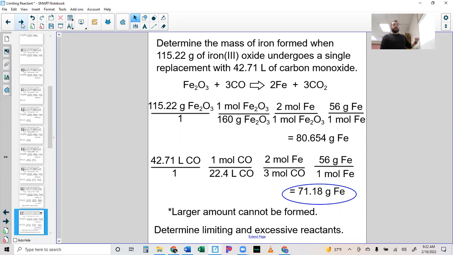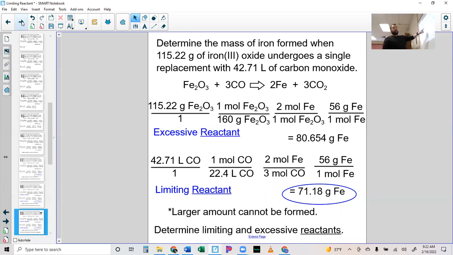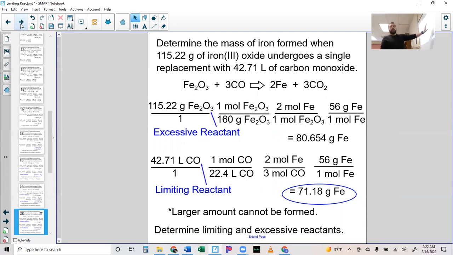And then we have to determine the limiting and excess reactants. Pretty easy. The excess reactant is going to be a reactant. So they're both reactants, remember that. Excess reactant is going to be the one that gives us more iron at the end. Limiting reactant is going to be the one that gives us the least amount of iron produced at the end. In this case, the excess reactant is iron 3 oxide. The limiting reactant is the carbon monoxide. The reaction is done when all of the carbon monoxide is used up. There's iron 3 oxide that's left over at the end.